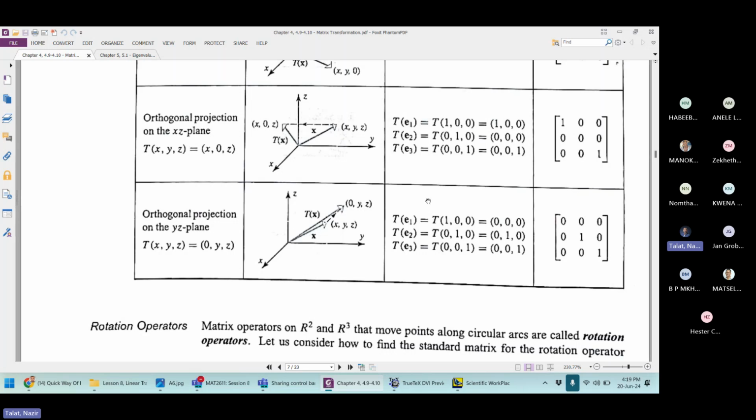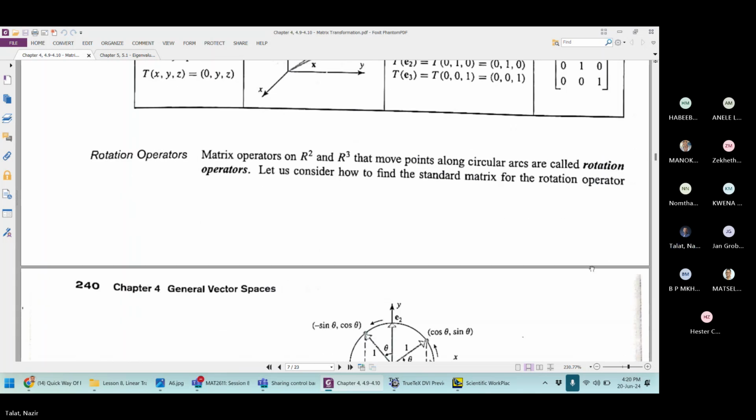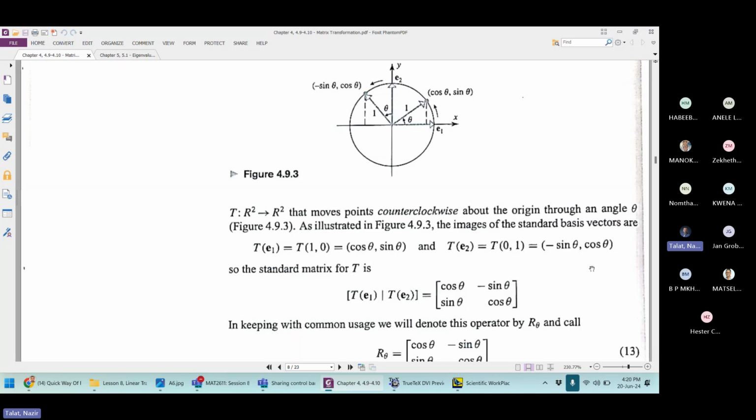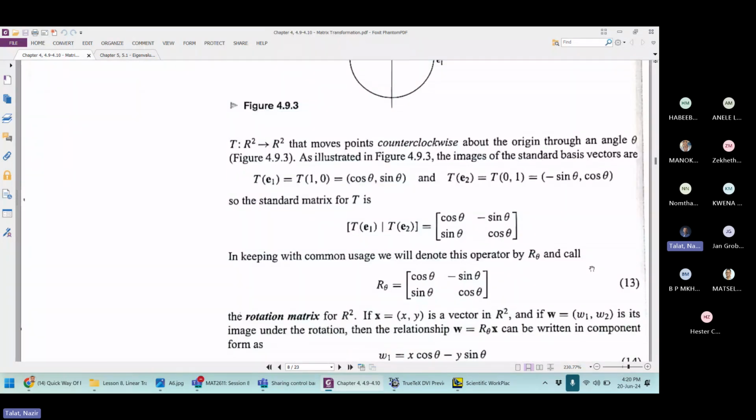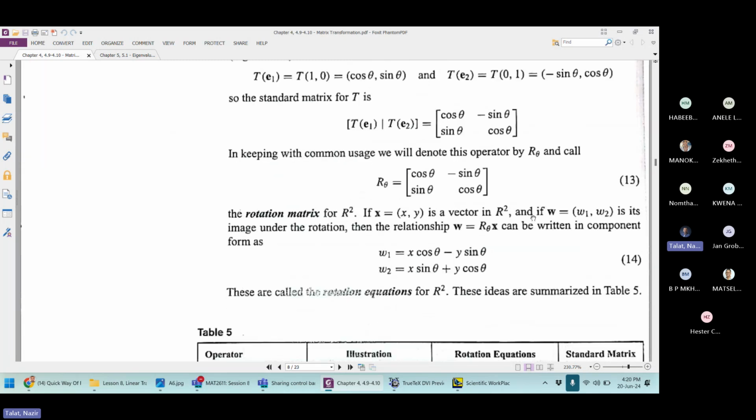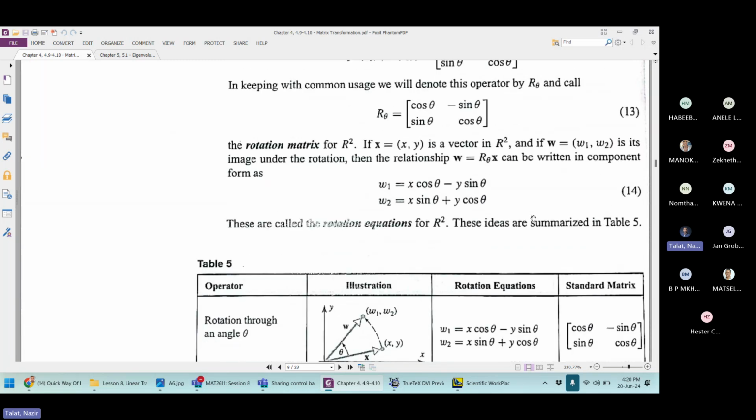Simply put E1, E2, E3, which are the standard basis of R3, into T, and you get vectors. When you combine those vectors, they give you a matrix, and that matrix is called the standard matrix of the operator T. There is also rotation. We can use the matrix with cos theta, minus sine theta, sine theta, cos theta, which gives us rotation equations for Rn.